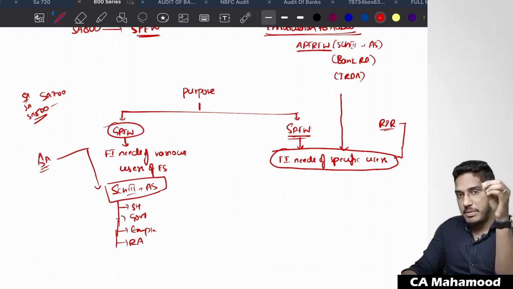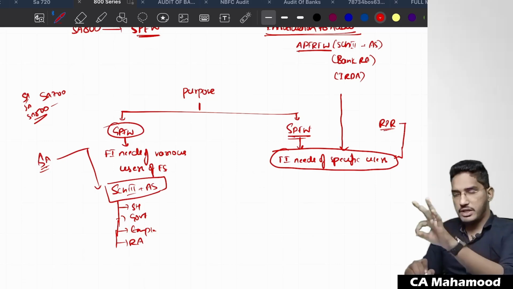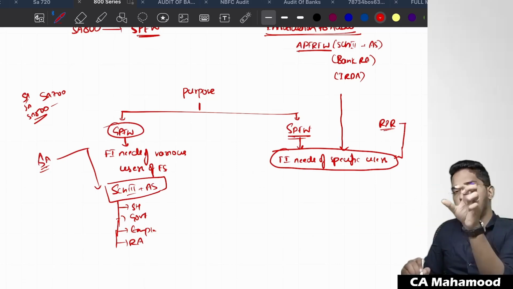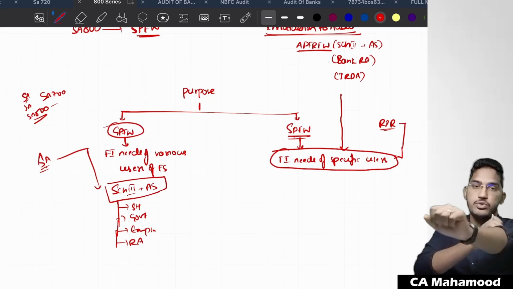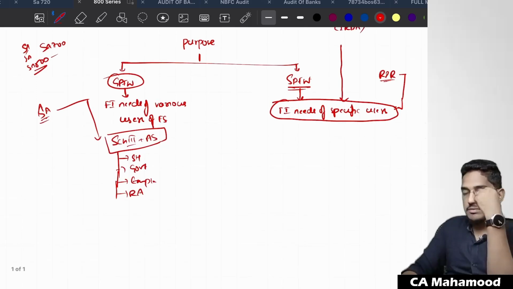So the entity will prepare financial statements not following Schedule 3 and accounting standards. They will follow a certain set of rules and regulations as per the requirements of one or two specific users. And in case you are called upon to conduct an audit of those special purpose financial statements, how are you going to do it? I will give you a few examples.